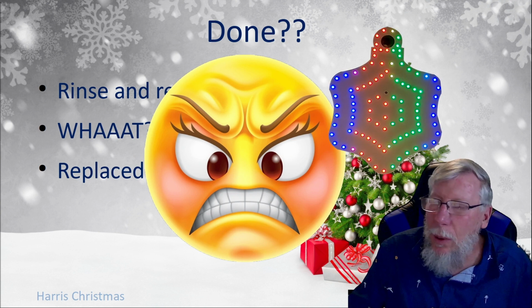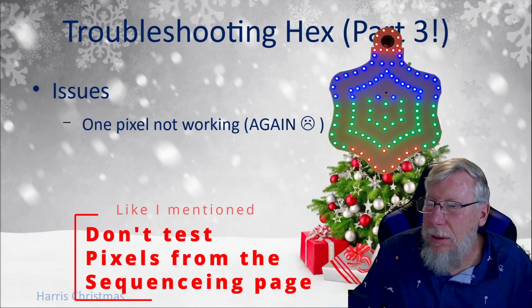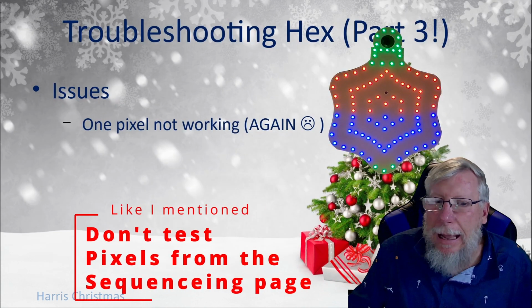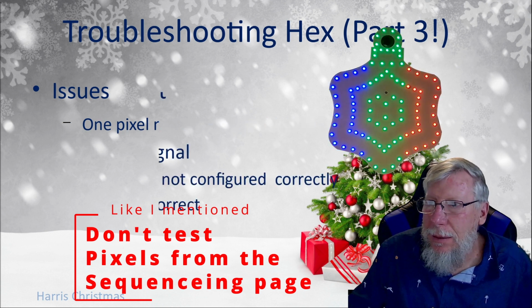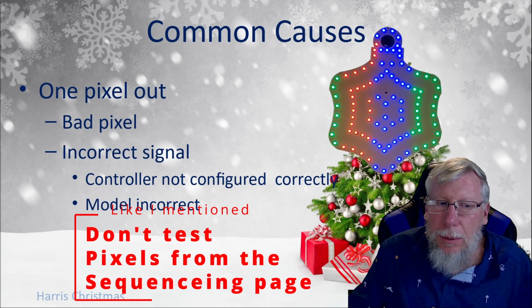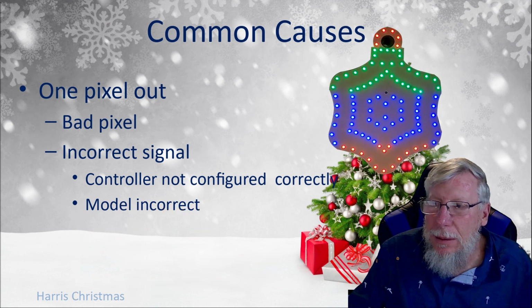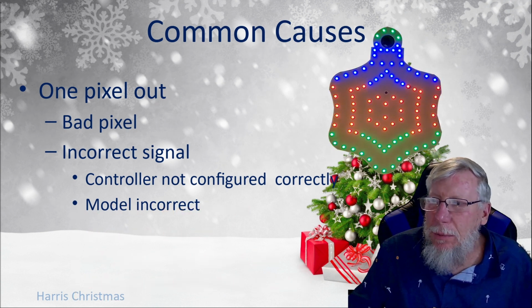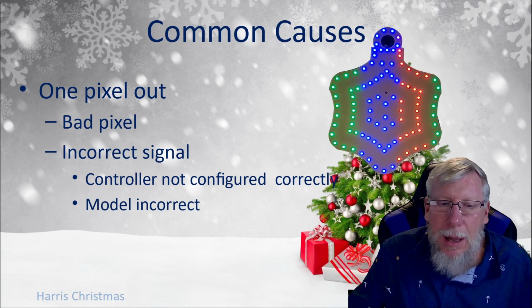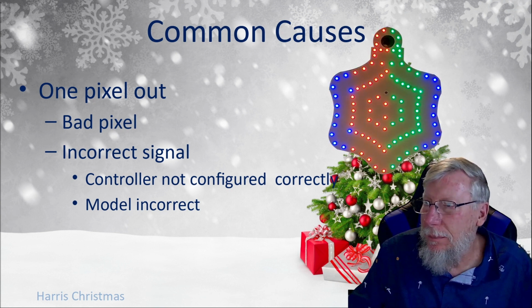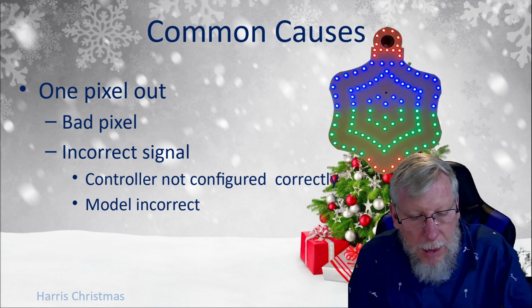So let's go back. What could be the issues? One pixel not working again. So what do we say? Bad pixel? Well, we just assumed it was a bad pixel because that's most commonly what it was. But you should check it before. So the controller not configured correctly or the model incorrect. So let's go check the model.